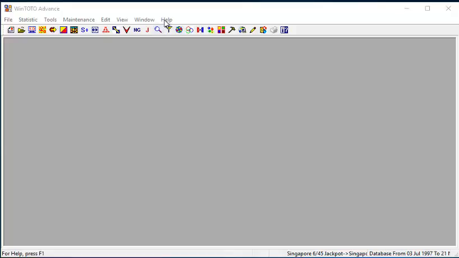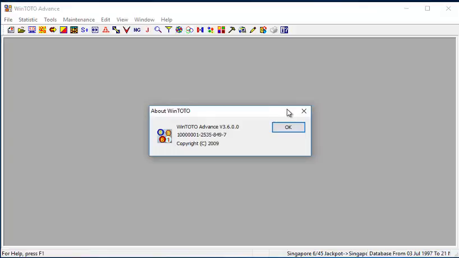Now before we start to share total numbers, do allow me to announce that if you have got WinToto Advanced, do click on Help or check about WinToto Advanced. Now I want all of you to take a closer look at what version I'm in right now. The latest version that we have right now is version 3.6. So if you happen to check your own Toto Advanced version, and you happen to see that your Toto Advanced is something below 3.6, now what does that mean? It simply means that you're using the older versions and not the latest version.